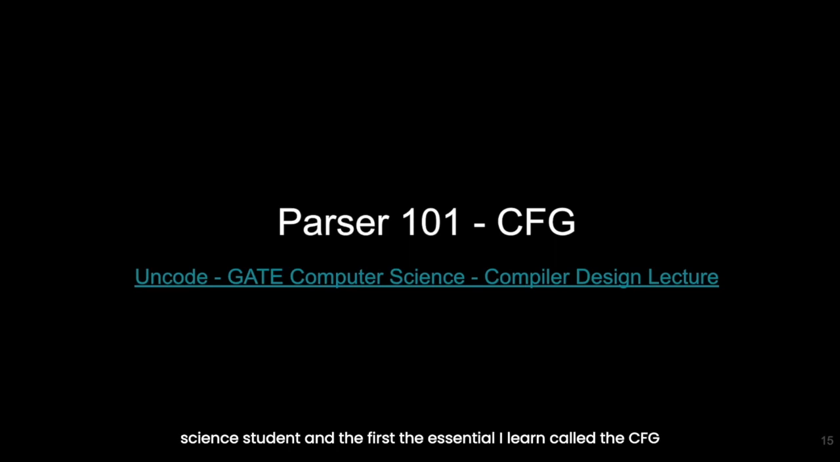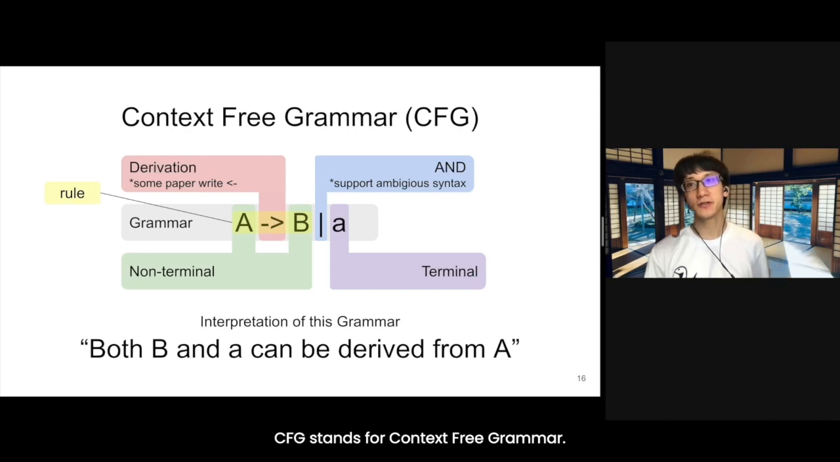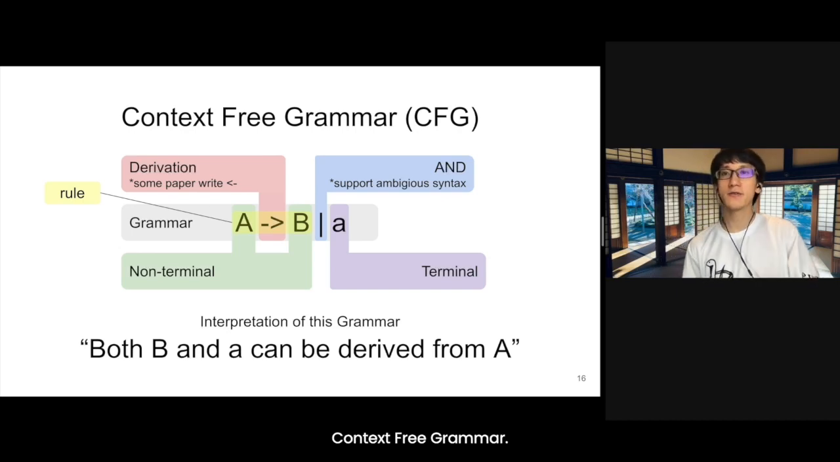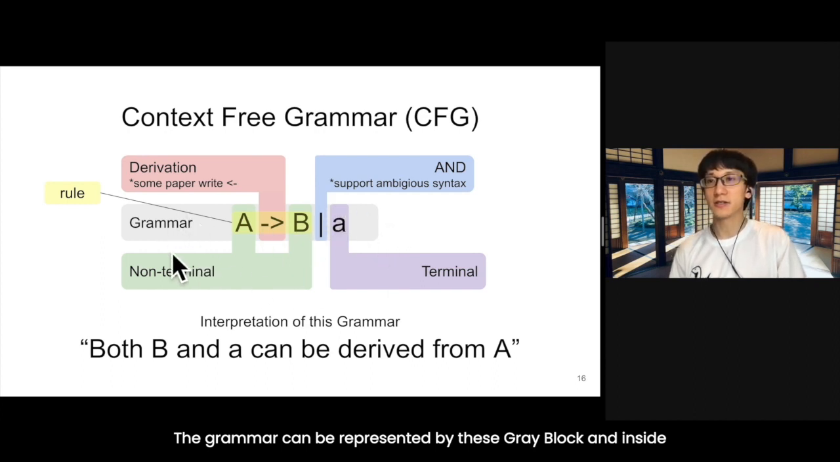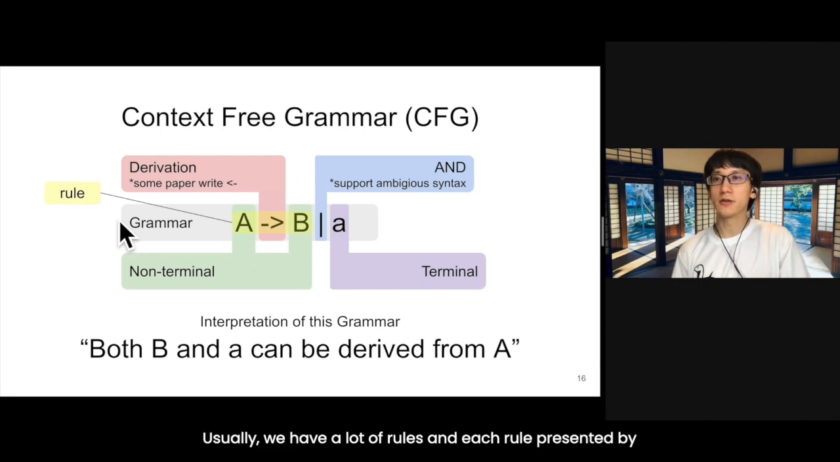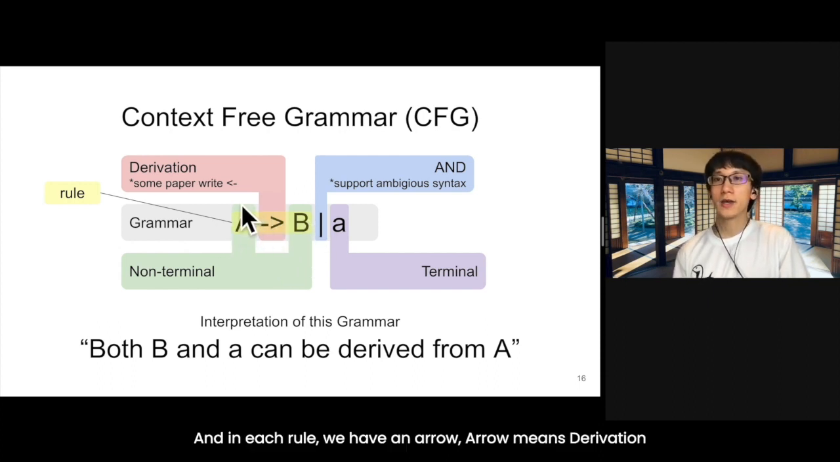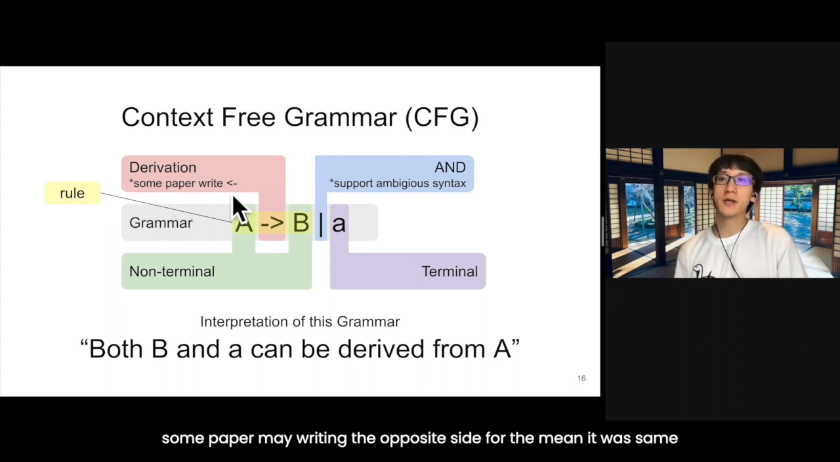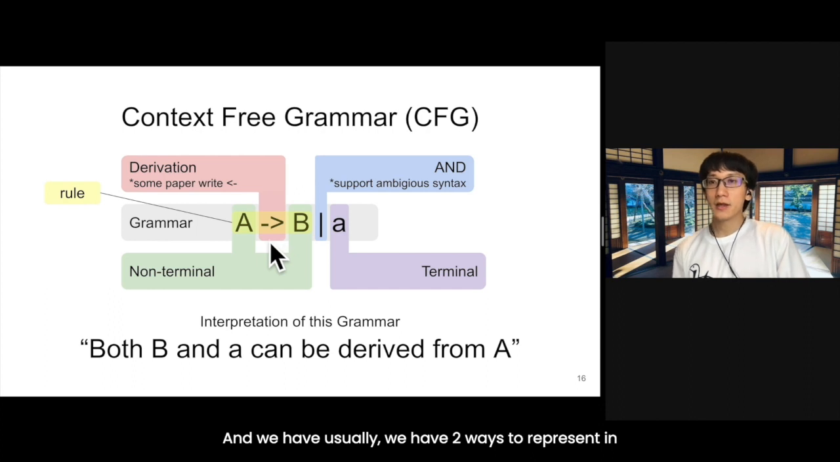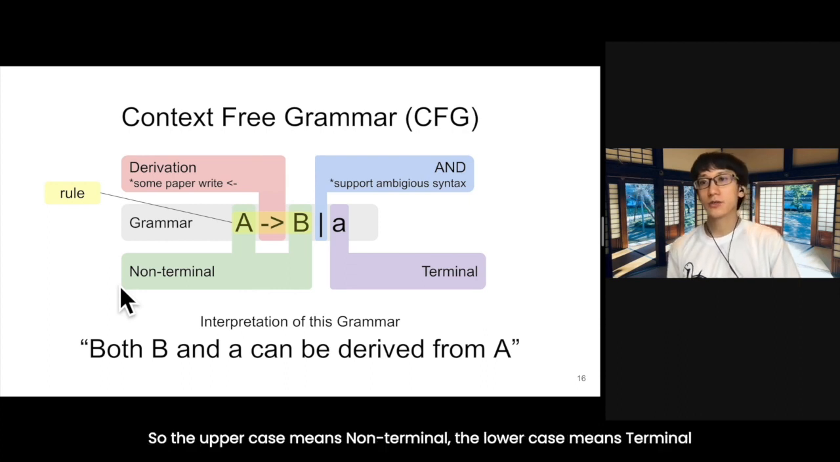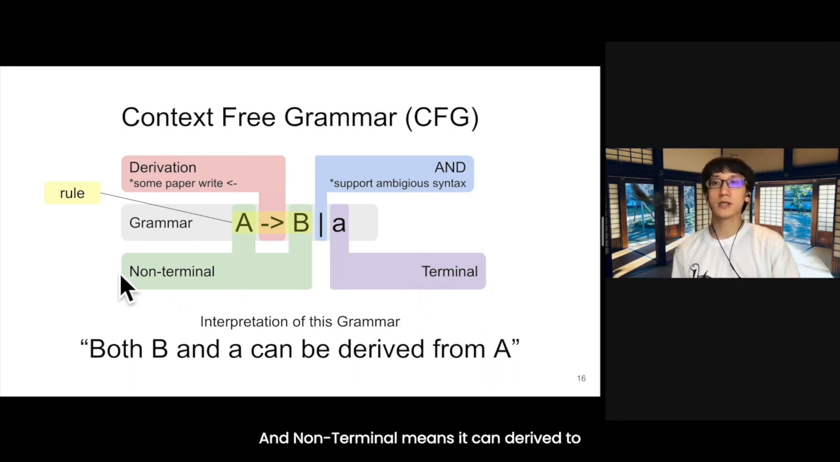The first essential item is called CFG. CFG stands for context-free grammar. The grammar can be represented by this gray block. Inside the grammar, usually we have a lot of rules, and each rule is presented by a yellow block. In each rule, we have an arrow. Arrow means derivation. Some papers may write it upside down, but the meaning is the same. We usually have two sides, the left-hand side and the right-hand side. Uppercase means non-terminal, lowercase means terminal. A non-terminal can derive to other things, and a terminal means it's the final token.